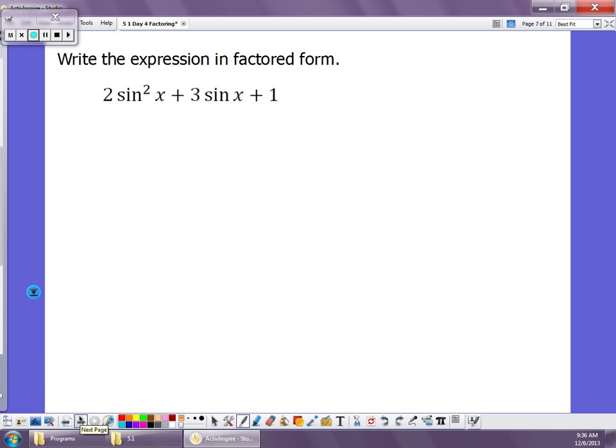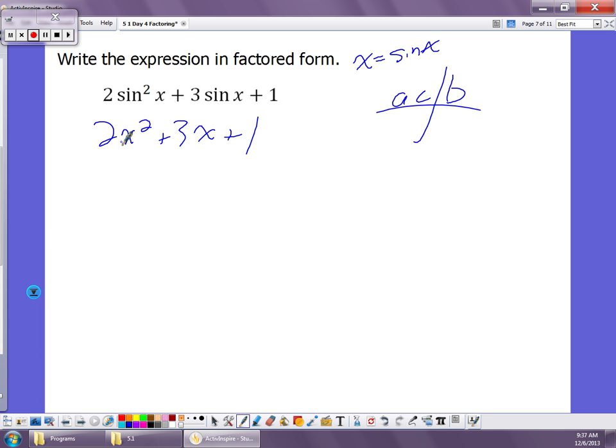All right, so again, now we have sine squared x and sine x. So I'm just going to make x equal to sine x. So I'd get 2x squared plus 3x plus 1. This isn't a perfect square trinomial because 2 isn't a perfect square. So I'm going to want to do the ACB method. So a times c is 2, b is 3. So what are two values that multiply to 2 add up to 3? Right, very good, 2 and 1.